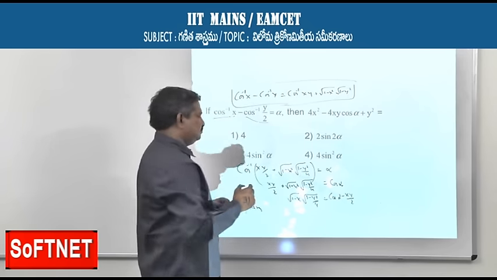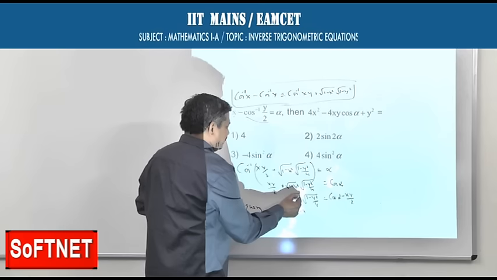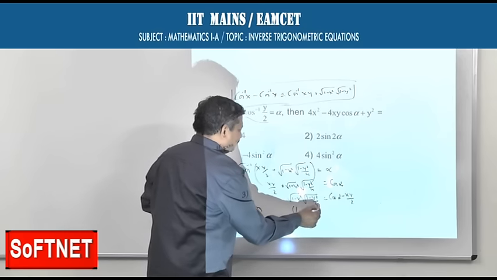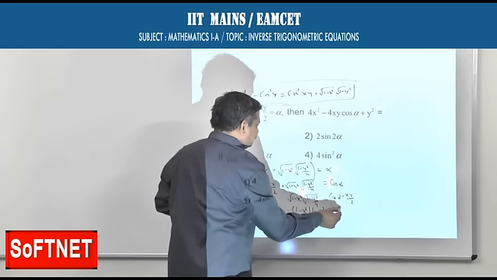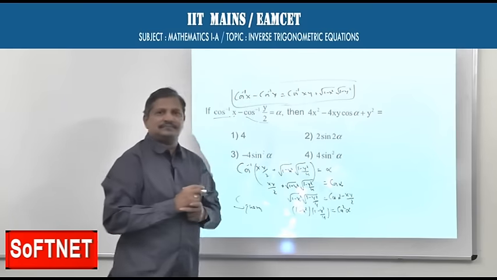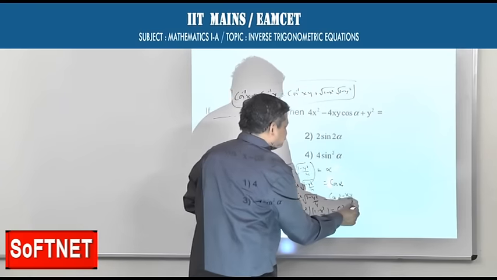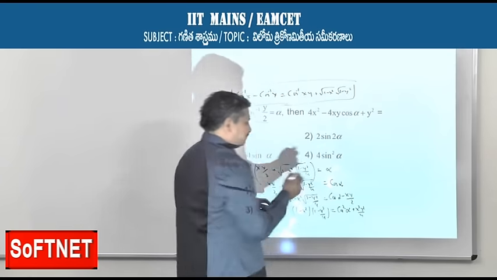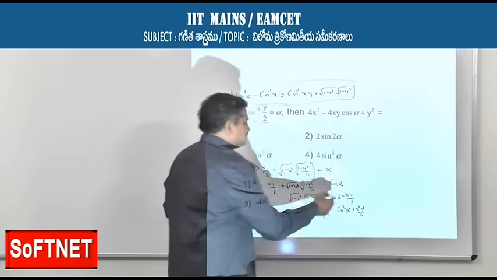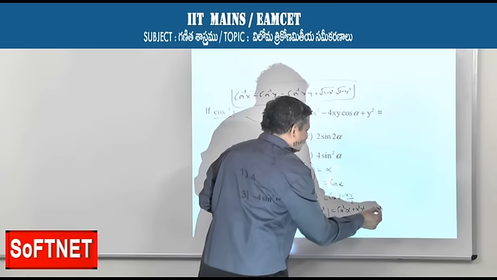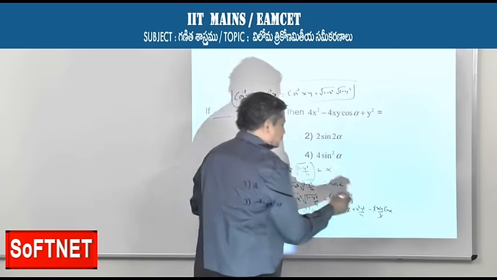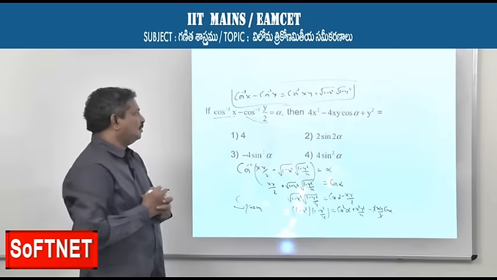The root will go: 1 minus x square into 1 minus y square by 4 equals a square, cos square alpha, plus b square, x square y square by 4, minus 2ab, 2xy by 2 into cos alpha. Now the last step.